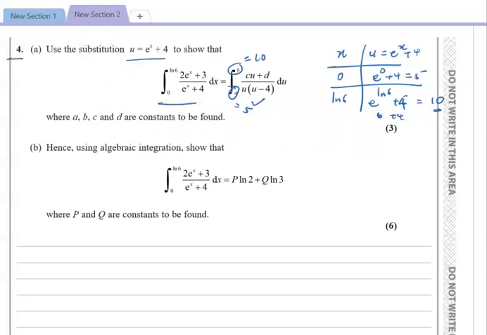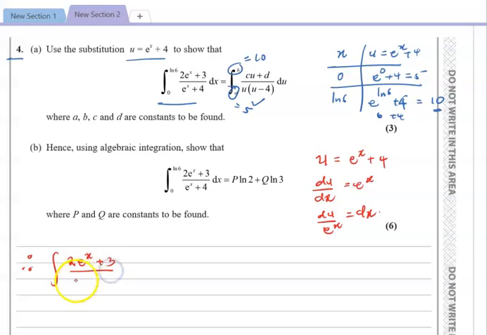The most important thing that we start with in substitution is always the derivative. So u is equal to e^x plus 4, so you get du/dx equal to e^x. Make dx the subject: du over e^x equals dx. Now it's time to substitute. Therefore, your integral, I'm not going to bother with the limits because I already have them sorted, of (e^x plus 3) over (e^x plus 4) dx.